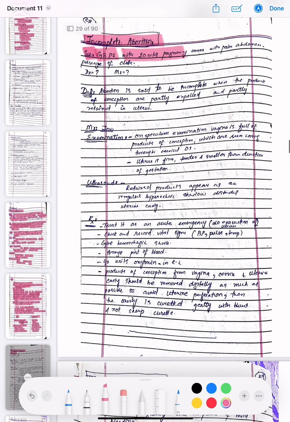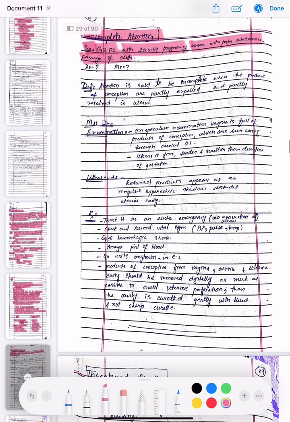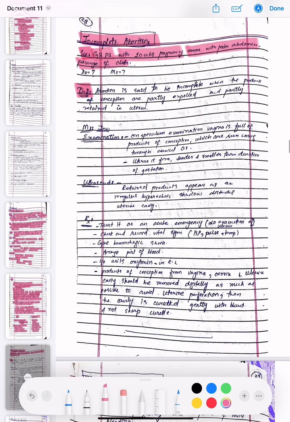Now coming towards the incomplete abortion, we are having a scenario that there is a G2P1 with 10 weeks pregnancy, comes with pain abdomen and the passage of clot. So what is the diagnosis and the management? The definition of incomplete abortion is that abortion is said to be incomplete when the products of conception are partly expelled and partly retained in the uterus.